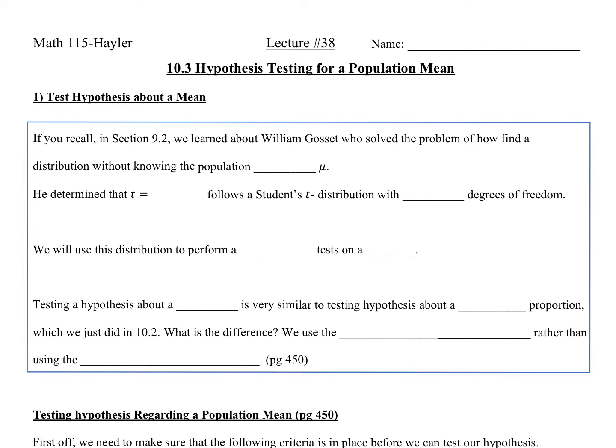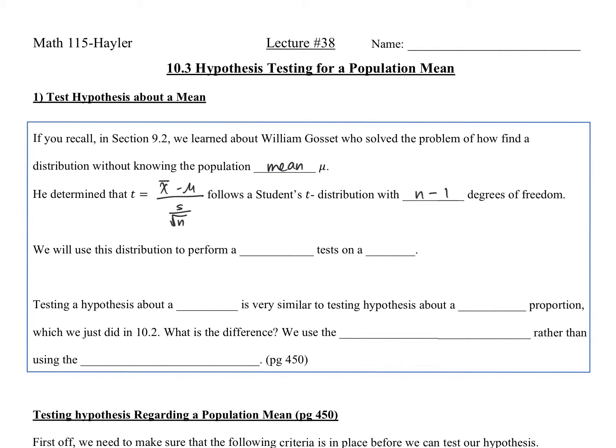For testing a hypothesis about a mean, if you recall in section 9.2, we learned about William Gossett, who solved the problem of how to find a distribution without knowing the population mean mu. And what did he determine? Well, he determined that t equals x bar minus mu divided by s over the square root of n, where n is our sample size, s is our sample standard deviation, mu is our population mean, and x bar is our sample mean. This follows a student's t distribution with n minus 1 degrees of freedom.